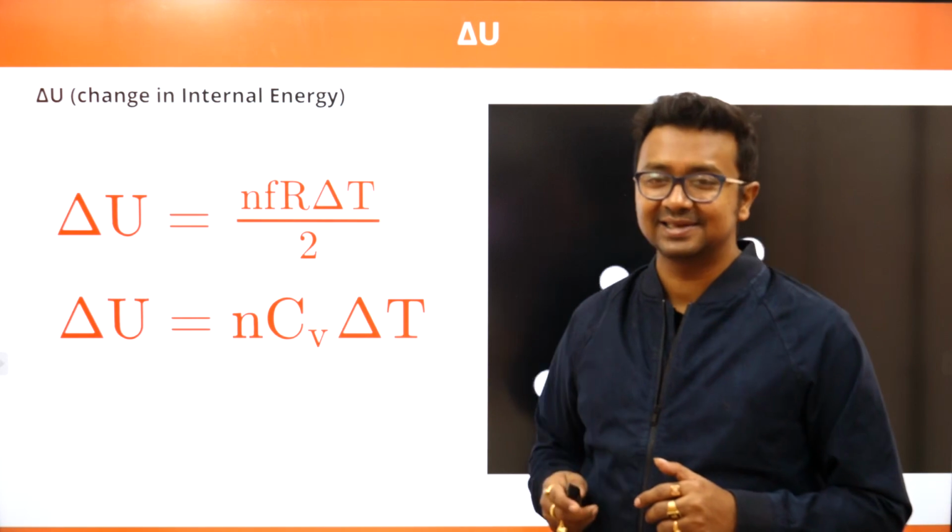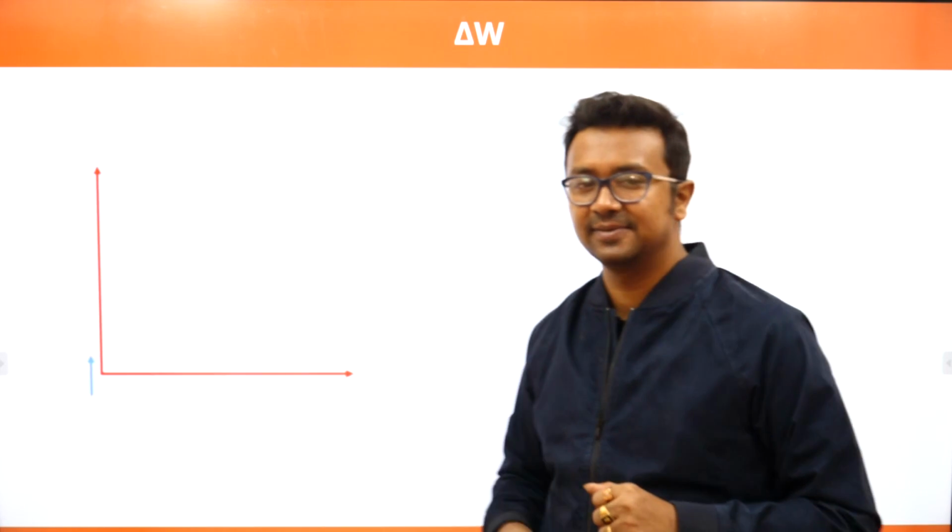Okay. The next element is the work done. Clear? Now, how do we find out the work done? We know it equals P delta V. Right? Now, students, using the indicator diagram, the process of finding out the work in a thermodynamic system becomes very easy. Okay, let us see this.